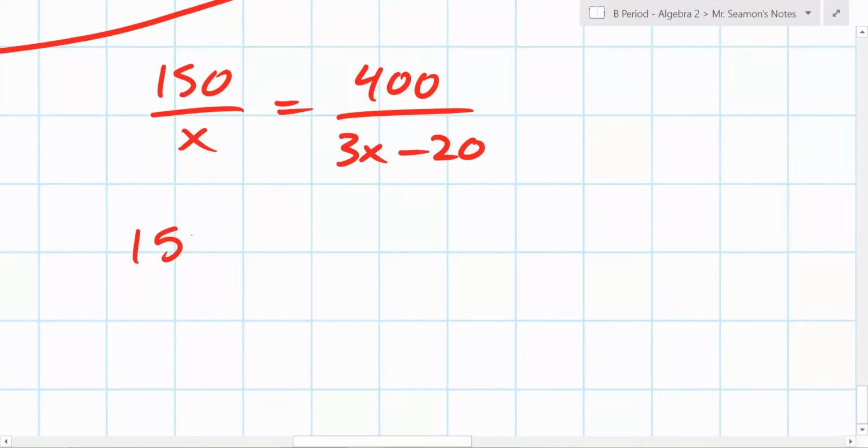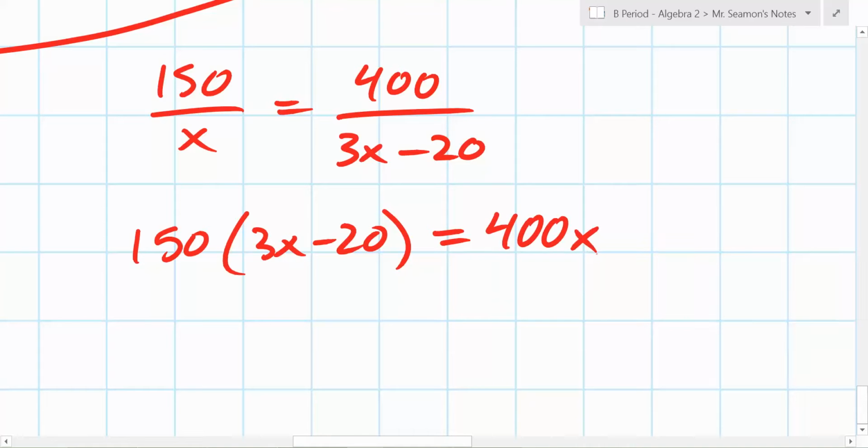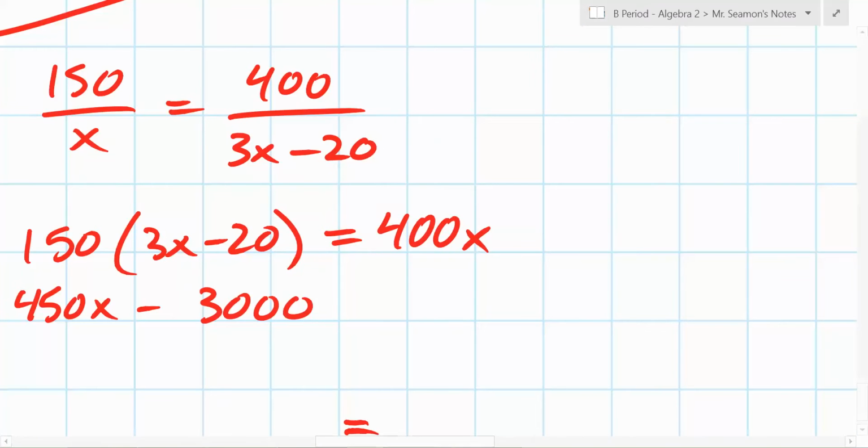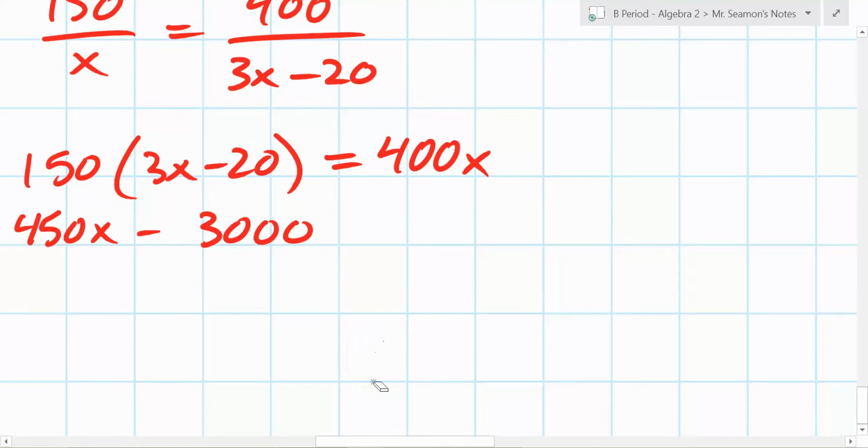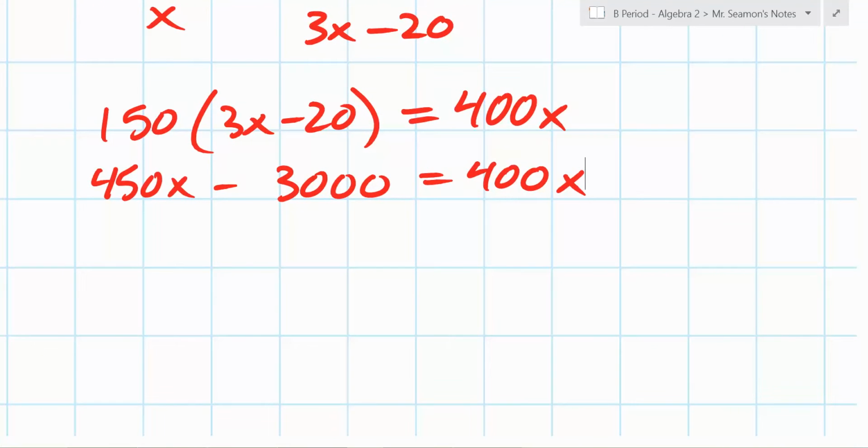Now what do you do? If you cross multiply this, you end up with 150 times what? 3x minus 20. And what does that equal? 400x. One more step for what's next. 450x minus 3,000 equals 400x. What do I subtract from both sides? Negative 3,000 equals negative what?